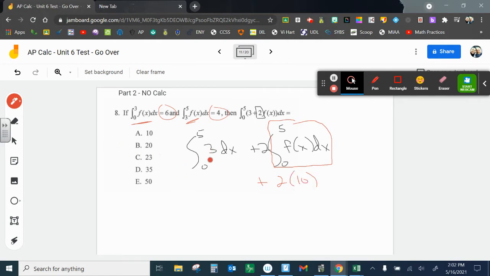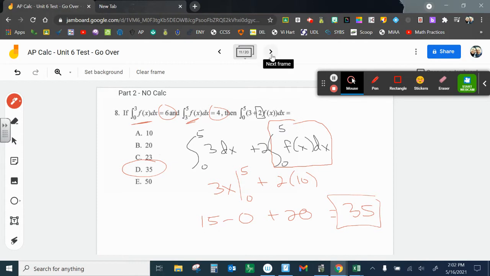And now I'm going to go through and take the antiderivative, do the integral, and use the fundamental theorem of calculus. So this is 3x over 1, evaluated from 0 to 5. So we put in the 5 first. So it's 15 minus 0 plus 20. Hey, that's going to end up being 35. All right. Well, I didn't see it for a second. So number 8 is D. And this is Form A, although I gave you all the same form.